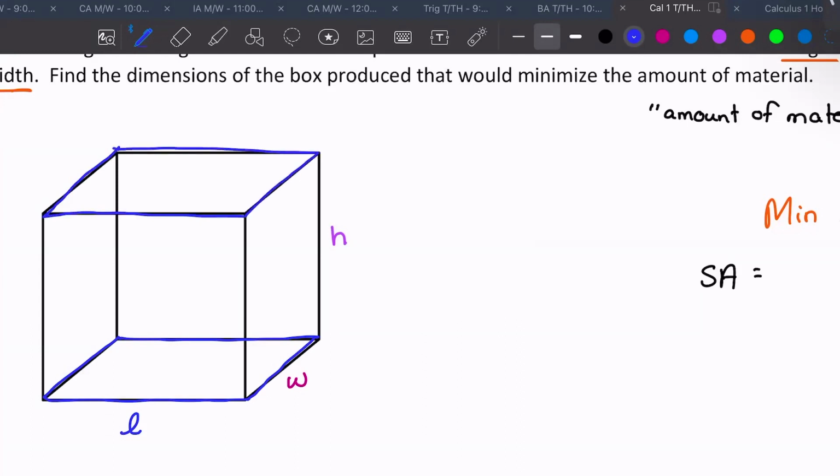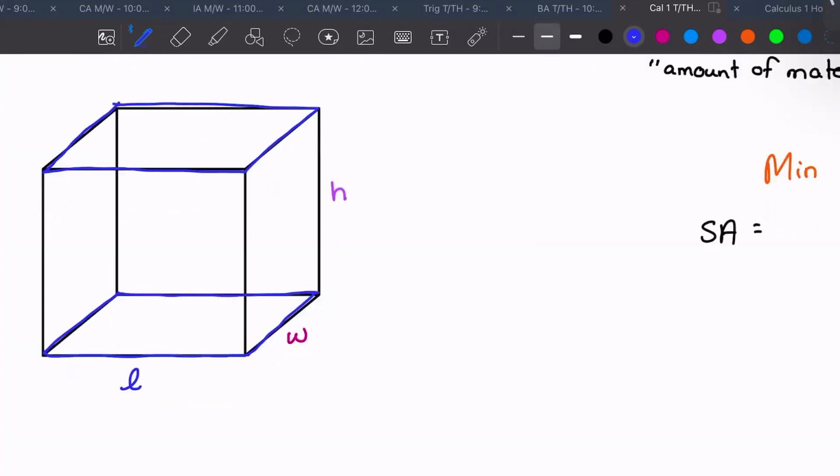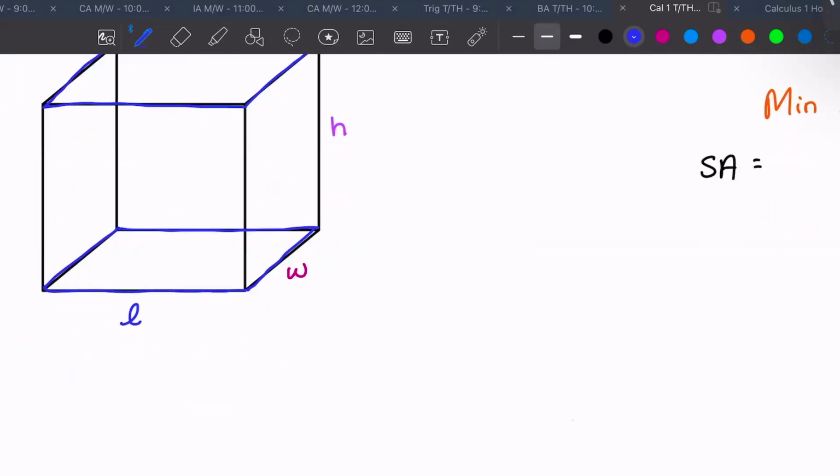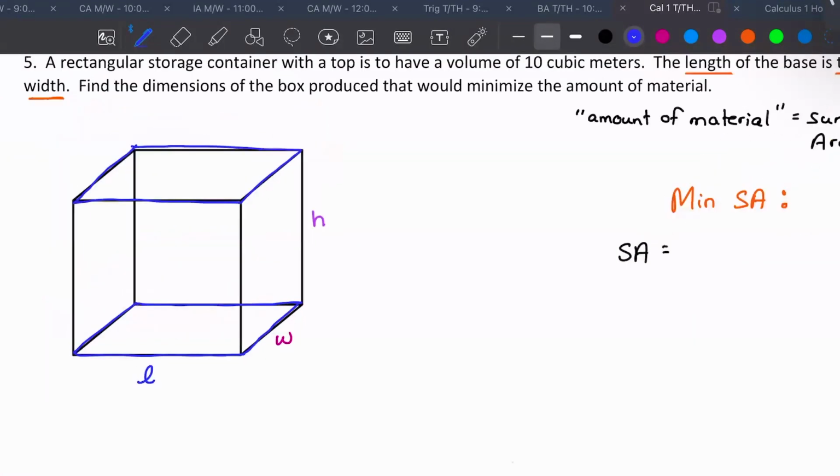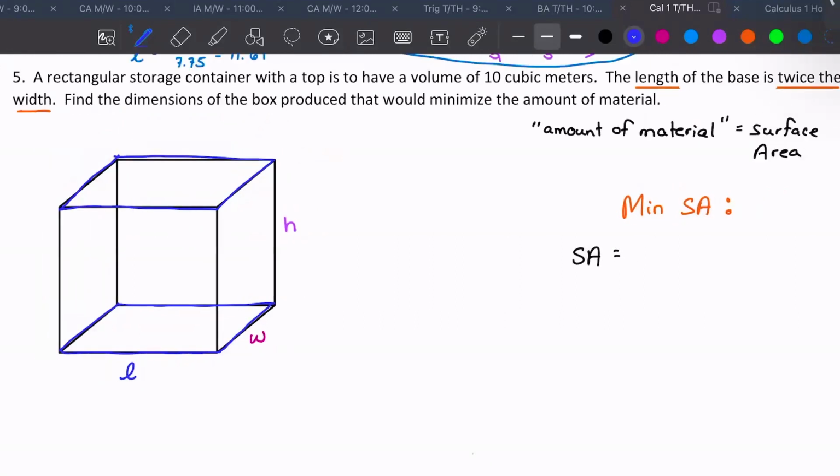Well, that's just the area of a rectangle. So that's length times width, right? It's literally L times W. And I have two of them, right? I have a bottom of my box and the top of my box. So I have 2 times length times width.